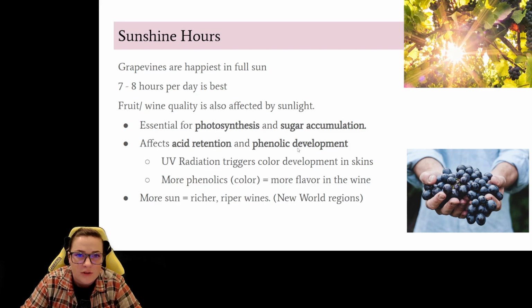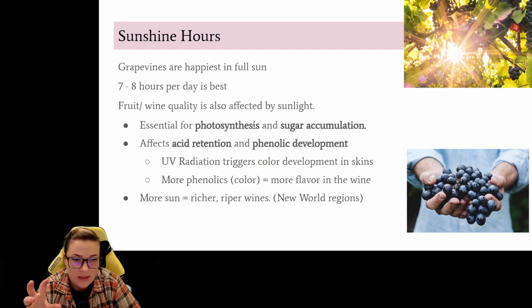Okay, moving on to sunshine hours. So just like we learned about when we were much younger, right? How plants need water and sun and nutrients to survive, right? The sunshine thing is a very big deal for grapes because it is involved, one, with photosynthesis, right? So it helps to produce the sugar that goes into the fruit, but also the rest of the vine, powering all those foods. But it also affects the acid retention and phenolic development.